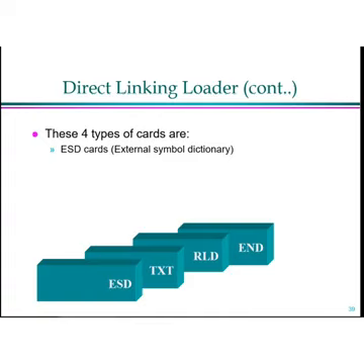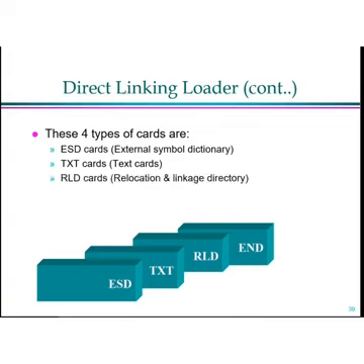Second is the text card. The text card will hold your actual object code. It will have its location counter or relative address along with the translated object code. Then the third card is the RLD card, relocation and linkage directory. RLD stands for relocation and linkage directory. Relocation and linkage means if any address dependent constant is there, on which symbol it is dependent, how it needs to be relocated by adding or subtracting the value, and where to link it. That information is maintained on your RLD card.